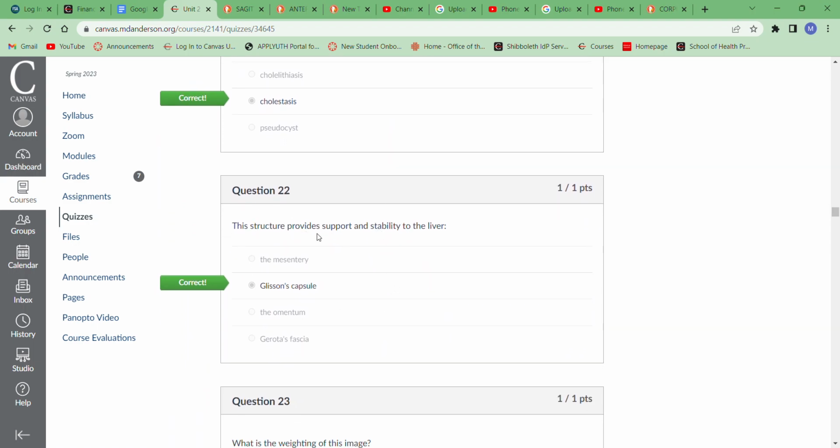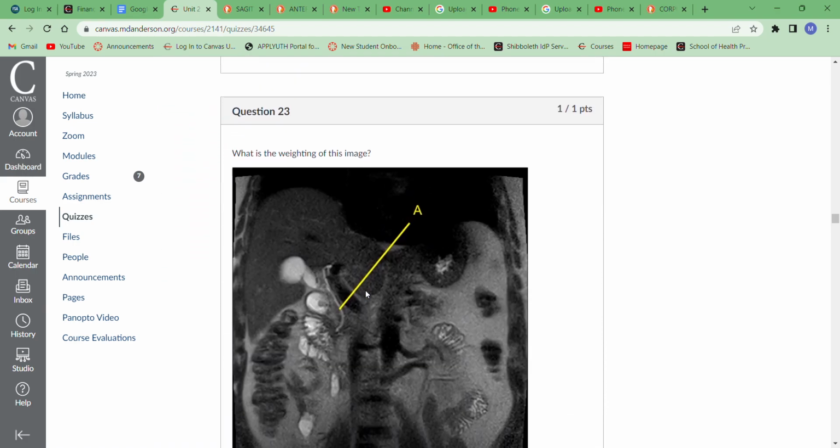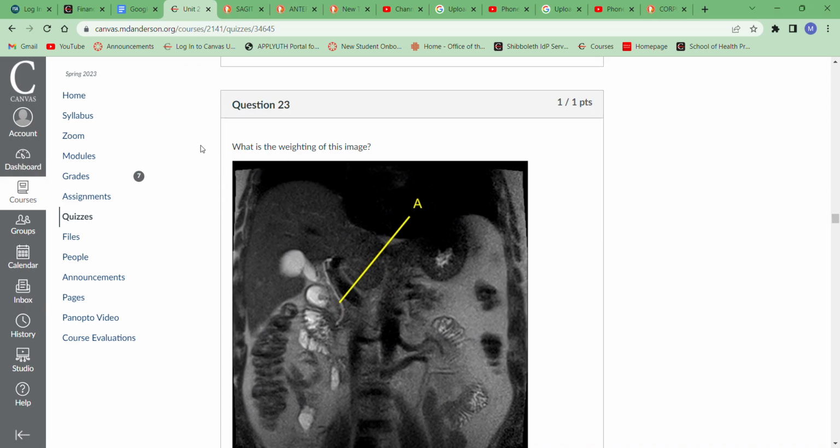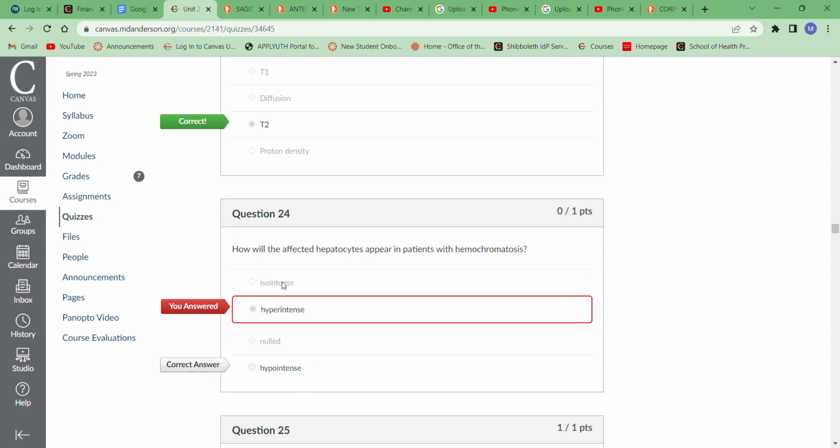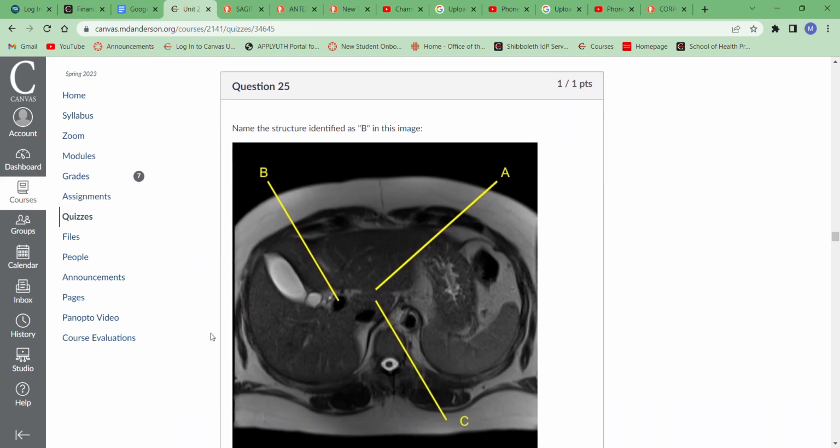This structure supports stability of the liver, that is Glisson's capsule. What is the weighting of this image? That is T2 weighting. How will the affected hepatocytes appear in a patient with hemochromatosis? So I think they have too much iron in their liver and it's going to look hypointense. I don't know that by heart, I just have it memorized.